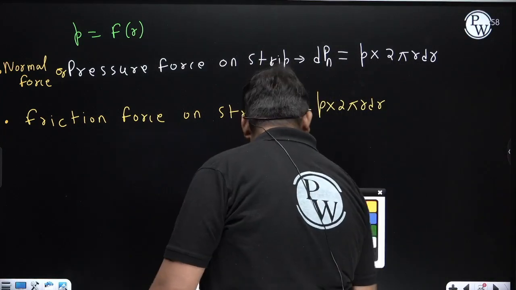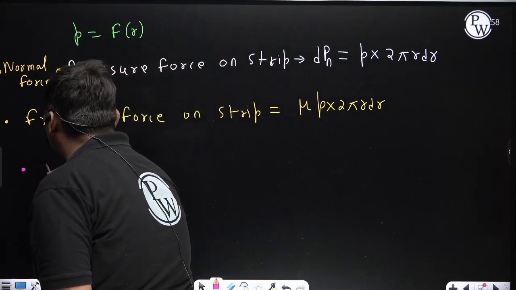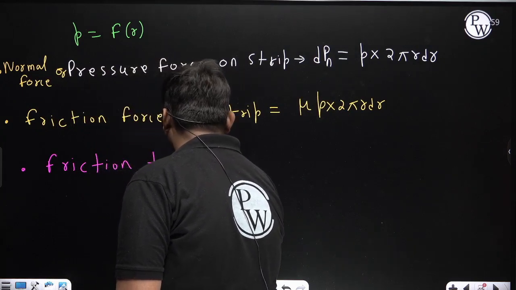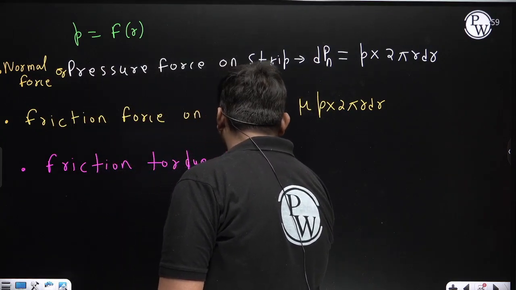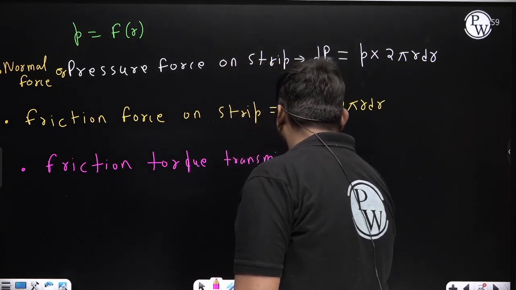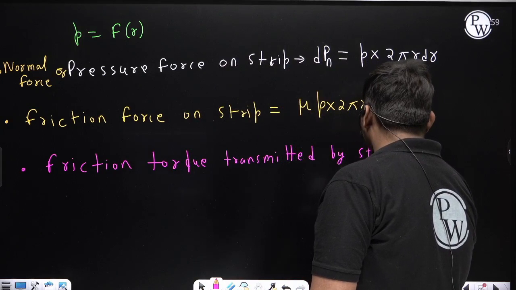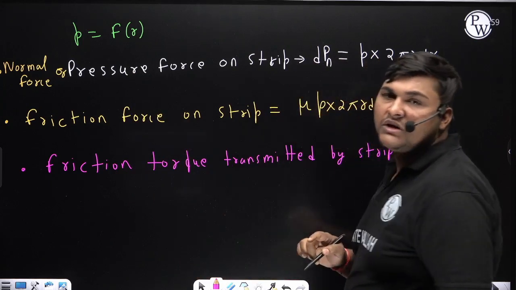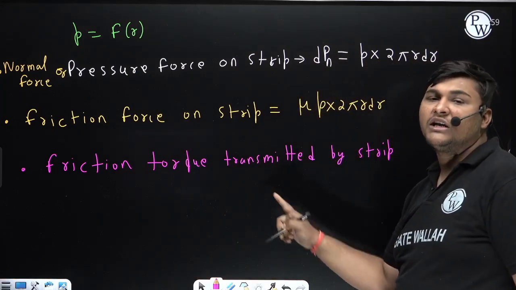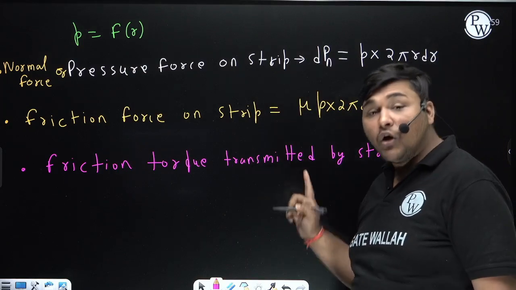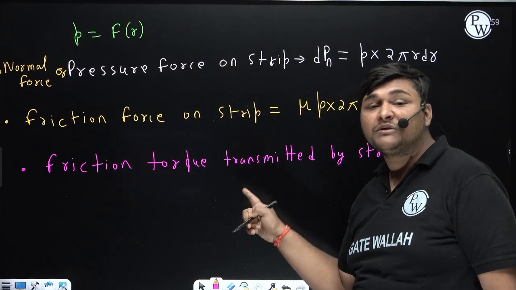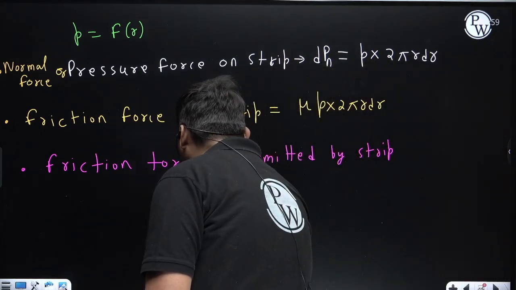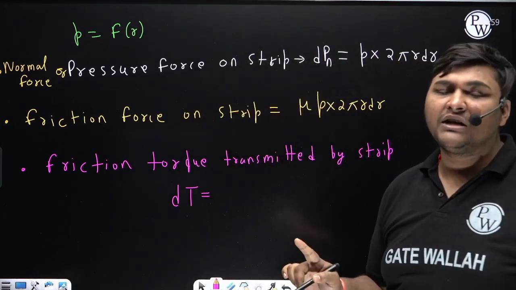Now what will be the friction torque transmitted by the strip? Here, these two expressions are important: the normal force on the strip and the friction torque, because generally the examiner will ask how much total torque is transmitted by the clutch. For that we first need the expression of torque transmitted by the strip. Suppose I denote the torque transmitted by the strip as dT, and the total torque transmitted as capital T.